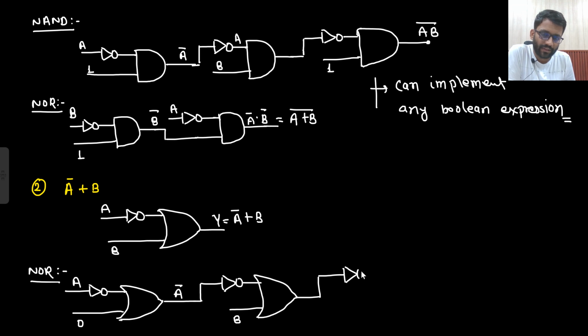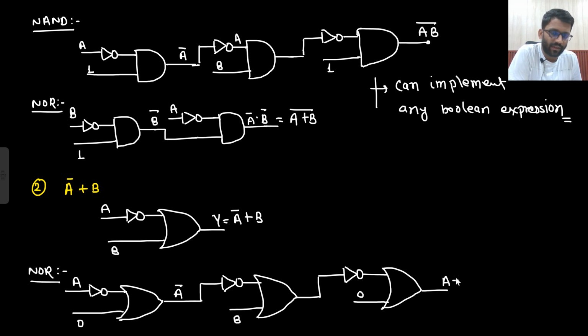Here it would be A plus B bar. And then I will put 0 here. A plus B. I need A plus B bar. So A plus B bar here it will be. And then there to go. So here I am getting A plus B bar.